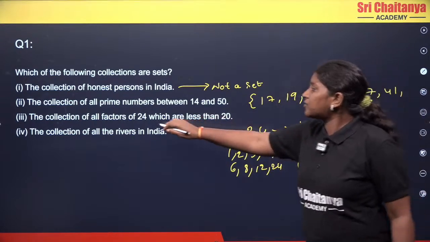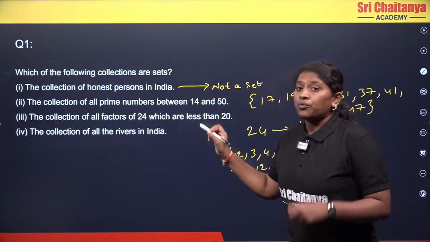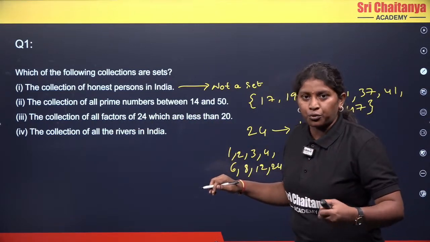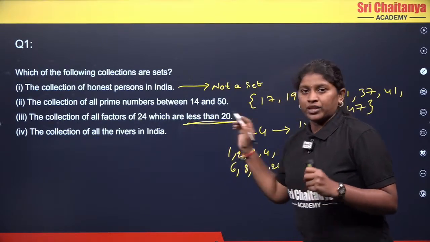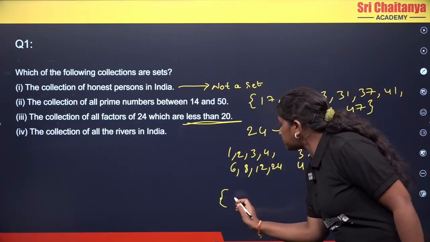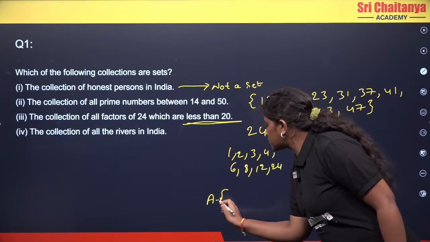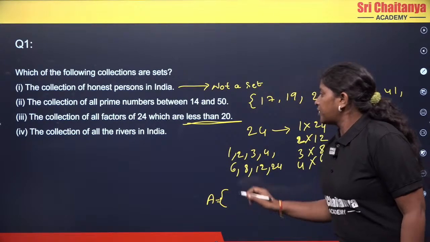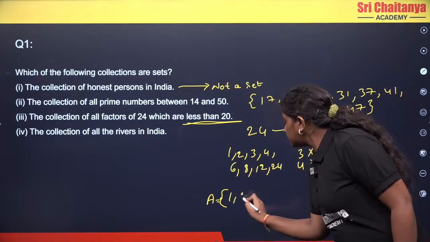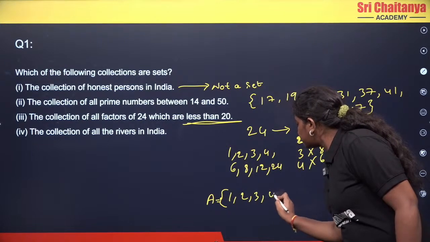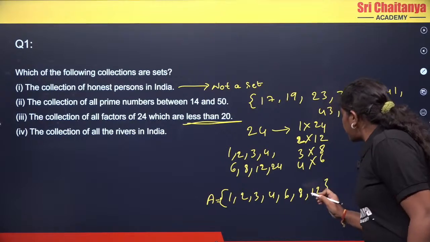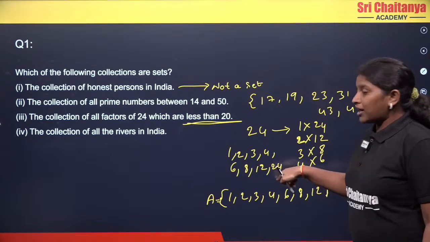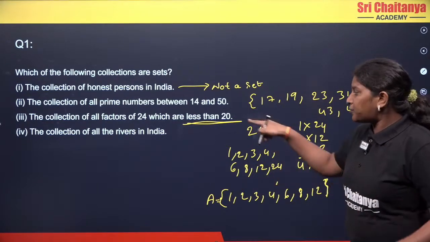But now in the question, what is the given condition? We have to take the factors of 24, but those factors should be less than 20. So now the collection, that means the set, I am considering it as set A, which is nothing but 1, 2, 3, 4, 6, 8 and 12. We can't consider 24. Why? Because we need to take less than 20 only.